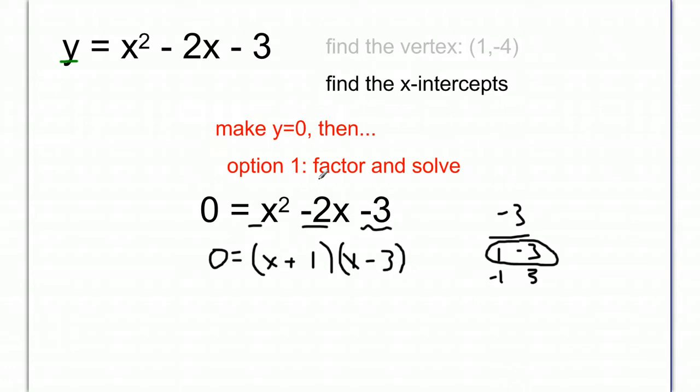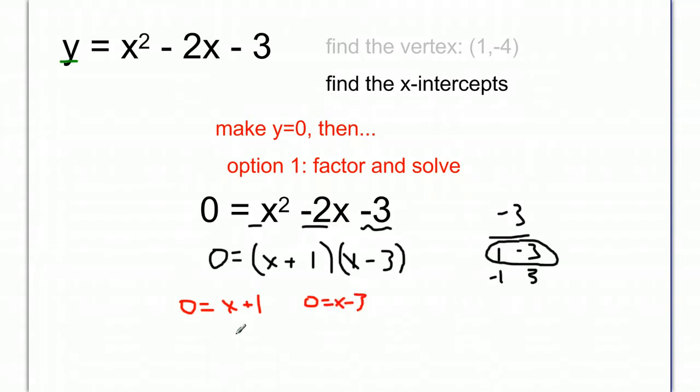But now the trick is to remember that your goal is to solve this equation right here. What values of x will make this equation go to 0? Well, if you want it to go to 0, either part can equal 0. So we can do it as two separate problems. 0 could equal x plus 1, or 0 could equal x minus 3. And you solve each of these problems separately.